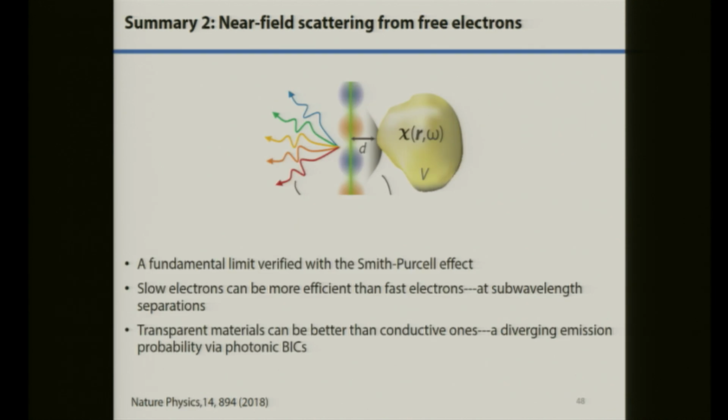For the scattering from free electrons, we derive an upper limit to the spontaneous emission, and we show that slow electrons can be efficient in the near field, and transparent materials can be more efficient than conductive ones if you devise your structure wisely and couple them to a good resonance that can provide you enhancement as well as radiative coupling.